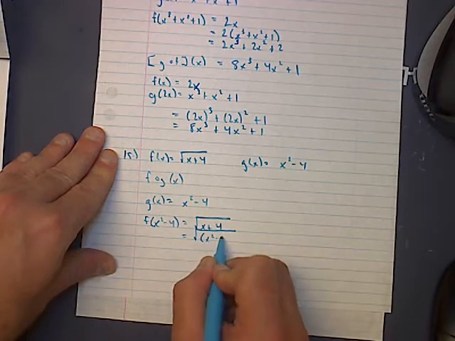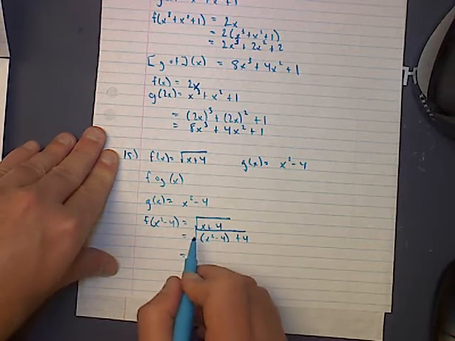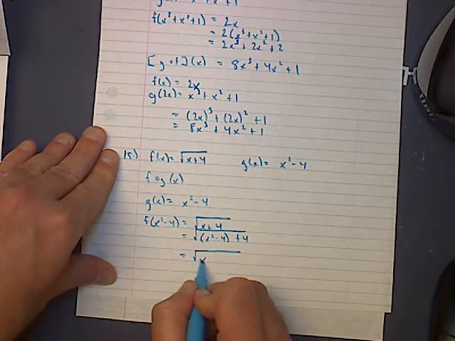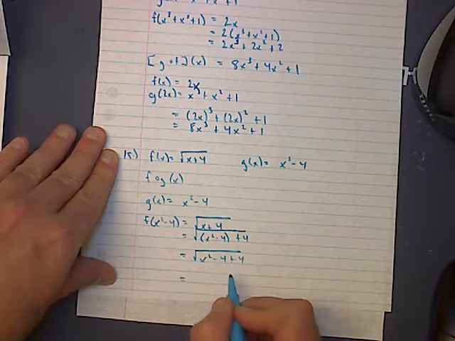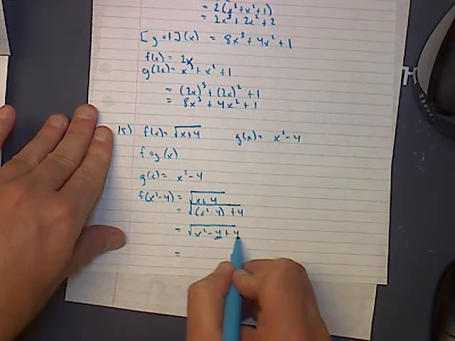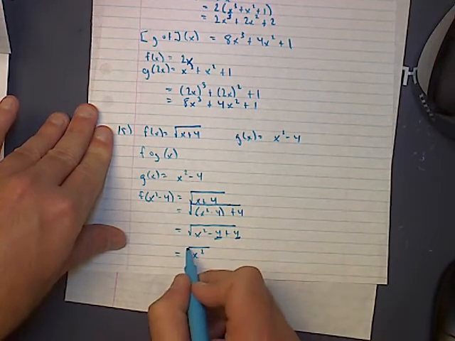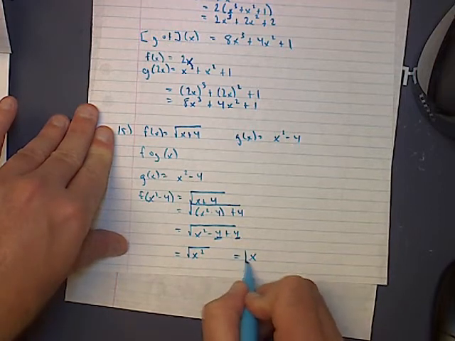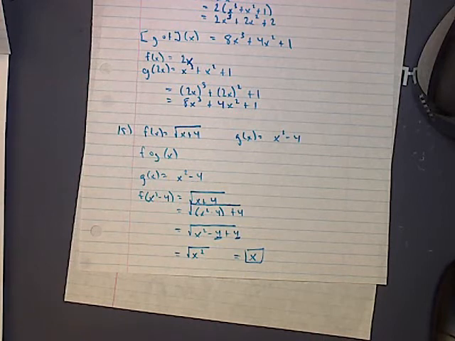So I got the square root of X squared minus 4 plus 4. I wrote in parentheses to let you know I'm replacing the X with that. Now I'm going to rewrite it without parentheses. Combine like terms. Negative 4 and 4 gives me 0, so I just got the square root of X squared. Can you take the square root of X squared? Yes, that is just X. And that would be my answer.